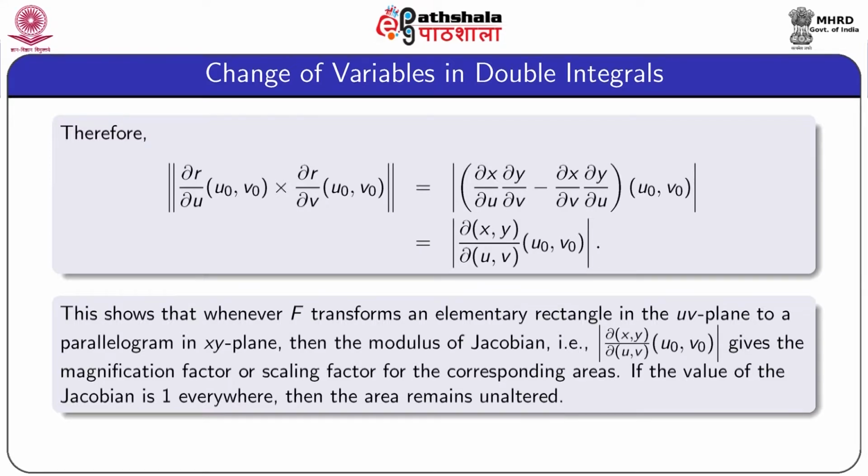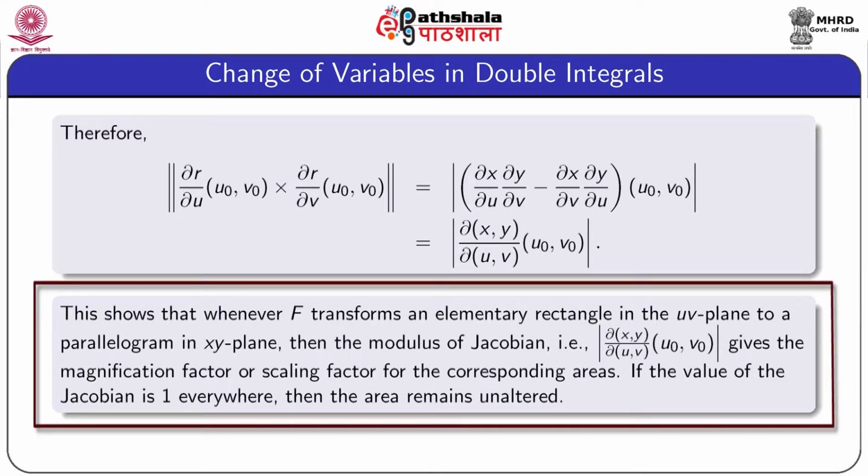This shows that whenever F transforms an elementary rectangle in the uv plane to a parallelogram in the xy plane, then the modulus of the Jacobian, that is mod del(x,y) over del(u,v) at (u0, v0), gives the magnification factor or scaling factor for the corresponding areas. If the value of the Jacobian is 1 everywhere, then the area remains unaltered.